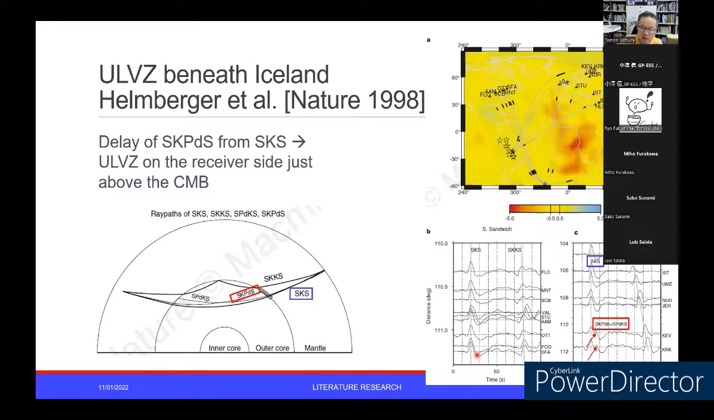So how did seismologists detect the ultra-low velocity zone? The pioneering work was given by Helmberger et al., 1998. They used so-called SKPDS phases of the seismic wave.